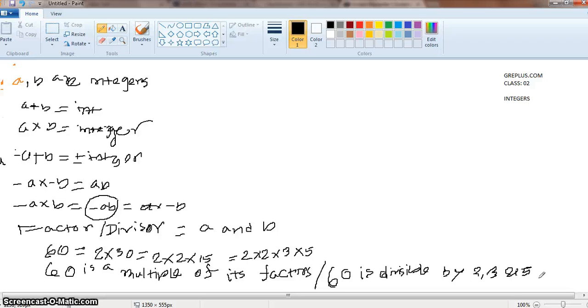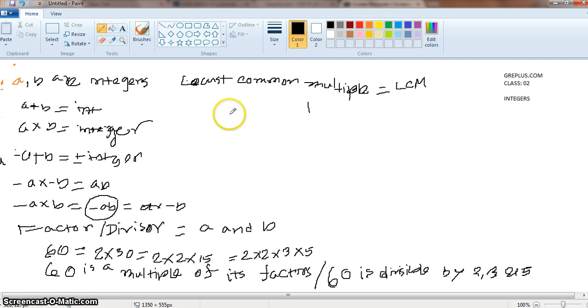Another thing we must know is the least common multiple, in other words LCM. The least common multiple of two integers, say a and b, is the least positive integer that is a multiple of both a and b. Okay, let's take an example.